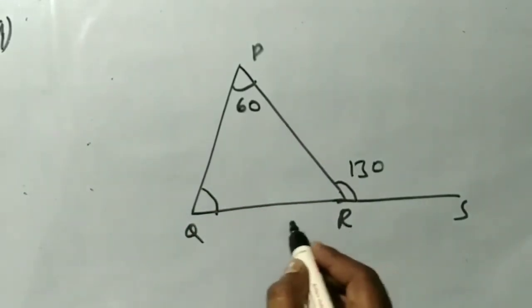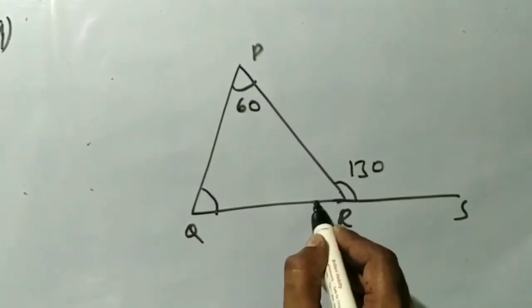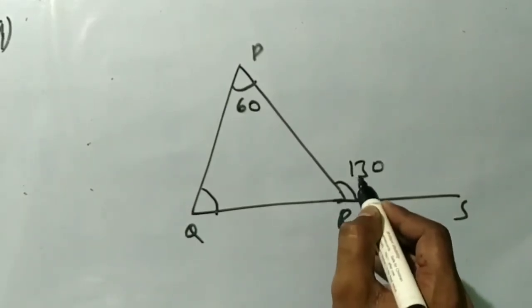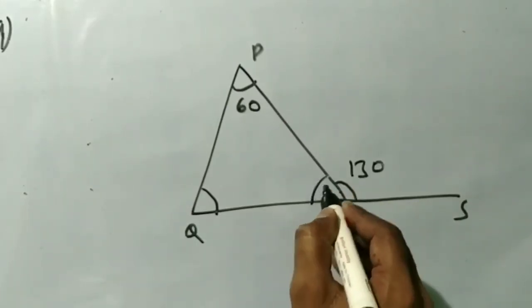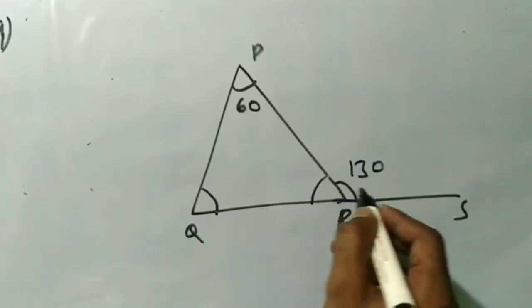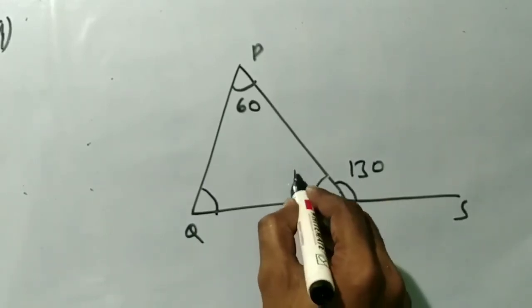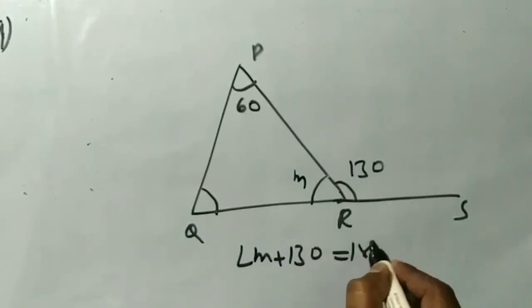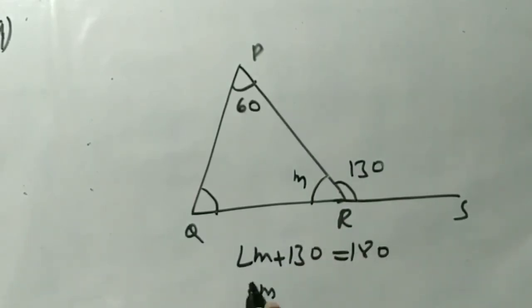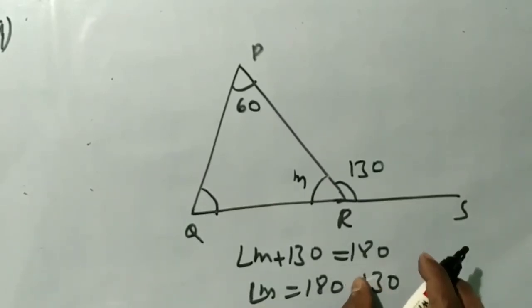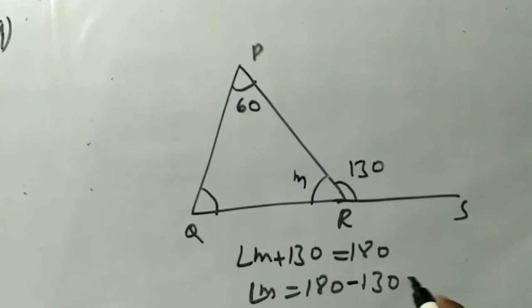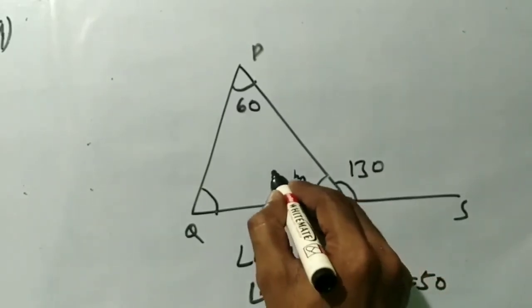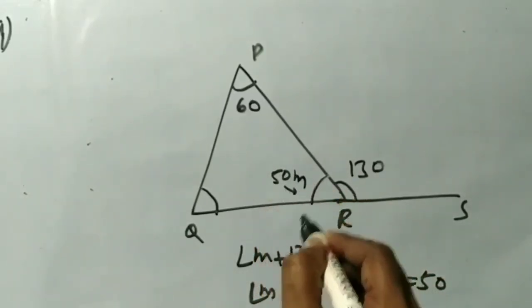A straight line forms 180, so the summation of this angle and this angle is equal to 180. Let us consider this one as angle M, so angle M plus 130 is equal to 180. Then angle M is equal to 180 minus 130, which is 50. This one is 50.